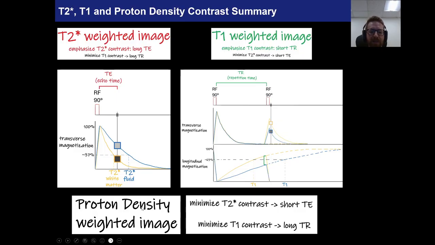And a proton density image, we want to minimize T2 star contrast, so we want to do the opposite of what would generate a T2 star weighted image. So instead of a long TE, we want a short TE. And we want to minimize T1 weighted contrast, so instead of a short TR, we use a long TR.